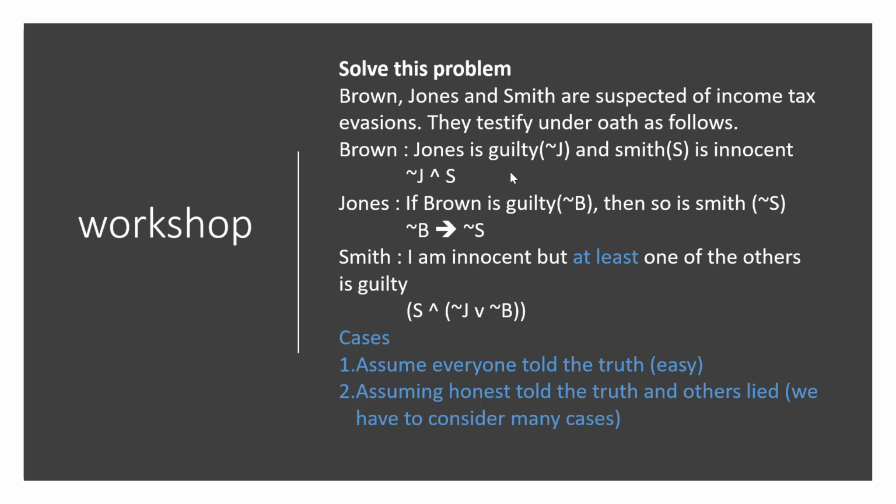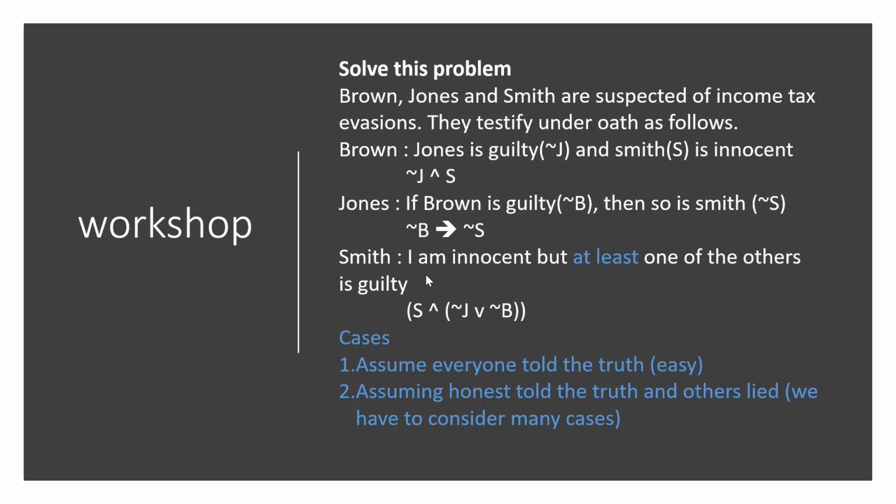Brown says Jones is guilty, let's denote that by not J, and Smith is innocent, let's denote that by just S. So Brown makes the statement not J and S. Jones makes the statement: if Brown is guilty, which is not B, then so is Smith, that's not S. So Jones makes the statement not B implies not S.